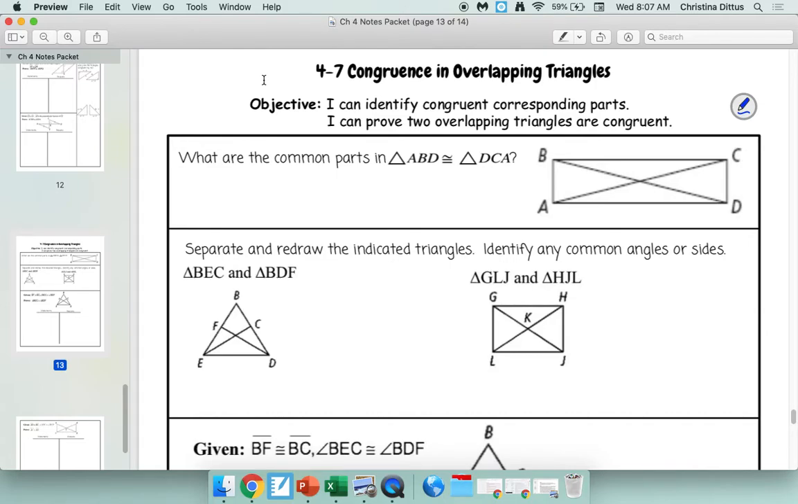What we have is a bunch of stuff that is shared between the triangles. So we're gonna have lots of reflexive in this section. If I look at the triangle in this one, it says ABD. So that's triangle ABD, and triangle DCA.